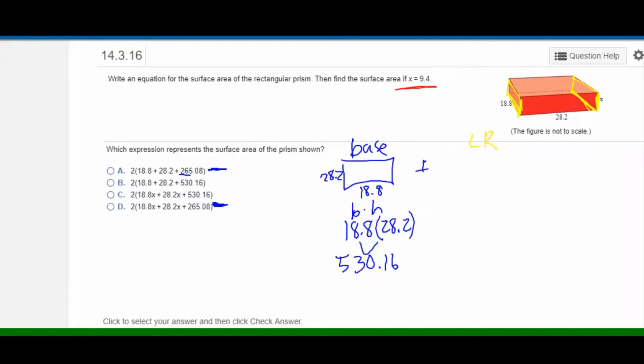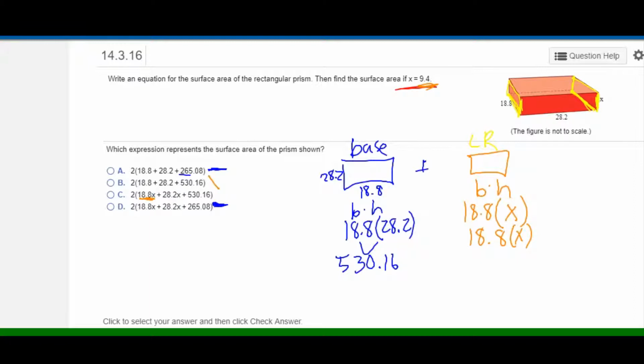Since the shape is a rectangle, I need to use base times height, and then put my dimensions in. 18 and 8/10 is going to be the base, and the height is going to be x. So the left and right face is going to have an area of 18 and 8/10 times x, whatever x may be. We know what x is, but that's beside the point. So I have 18 and 8/10 times x right here.